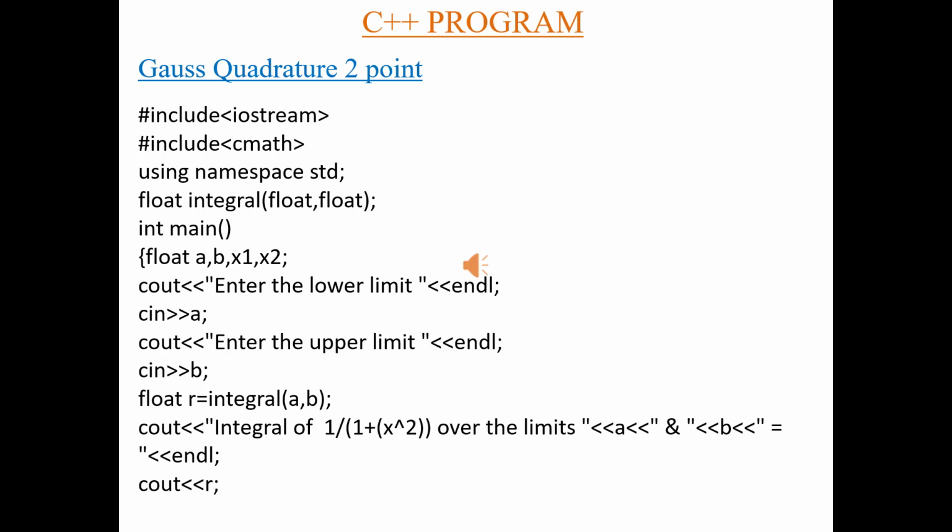Any program starts with its main function. Our main function has 4 variables of the type float. In the output screen, the sentence "enter the lower limit" is displayed, and then we enter the value for a. Further, the sentence "enter the upper limit" is displayed, and then we enter the value for b. Then we have declared another variable r of the type float, and the user-defined function is called. In this user-defined function, the values of a and b are sent as its parameters.